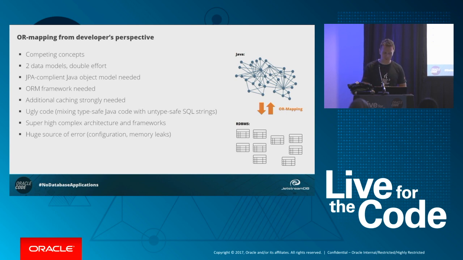For the developers, we always have troubles with computing concepts. We have the troubles with two different data models, double effort while programming. And JPA is very complicated. In our project, we had the problem that the 4GL developers were not able to use JPA. We were able to teach them Java in 2 years, but using JPA, it was not possible. It was always a disaster. And it's not fast enough, so we need an additional caching strategy for that.